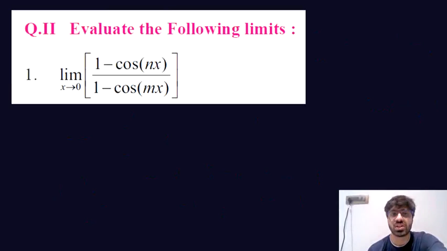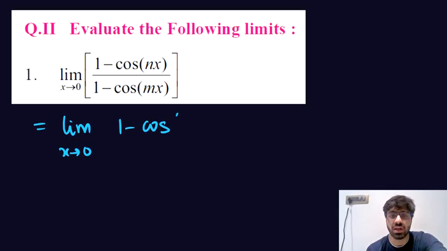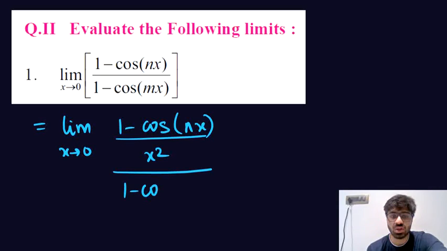Let's continue with the next question. So this will be limit of x tends to 0. In the numerator you can just divide the numerator and denominator with x square. So we have 1 minus cos of nx upon x square divided by 1 minus cos of mx divided by x square. Split the two limits.